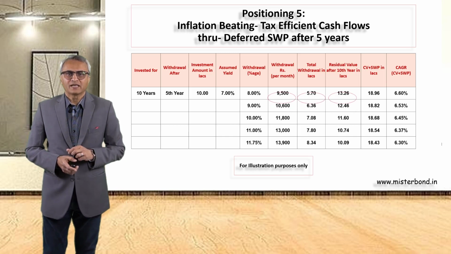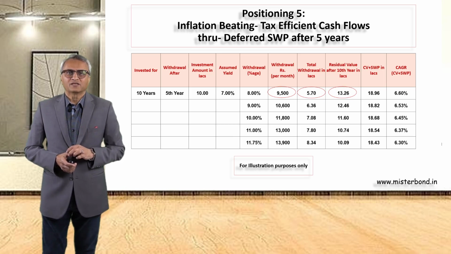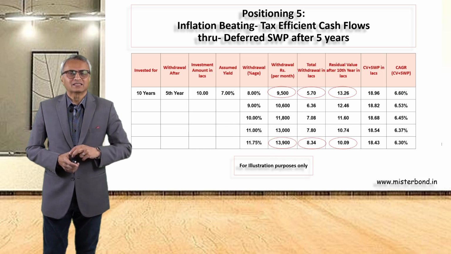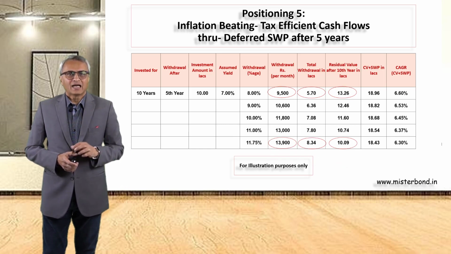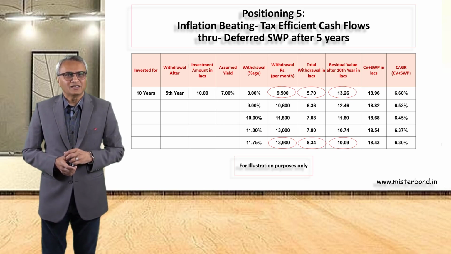So if you had withdrawn at 8% instead of 7% in the third year category, your residual value of that scheme is 13 lakh rupees. And you can withdraw as high as 11.75%, and in spite of that withdrawal, your residual value is still about 10 lakh rupees, which was your original investment.